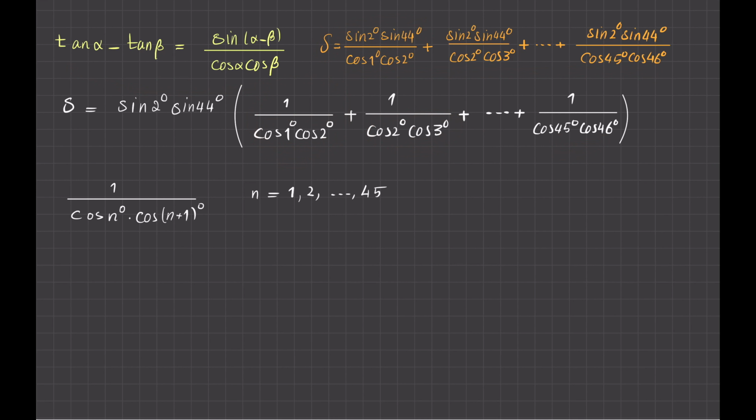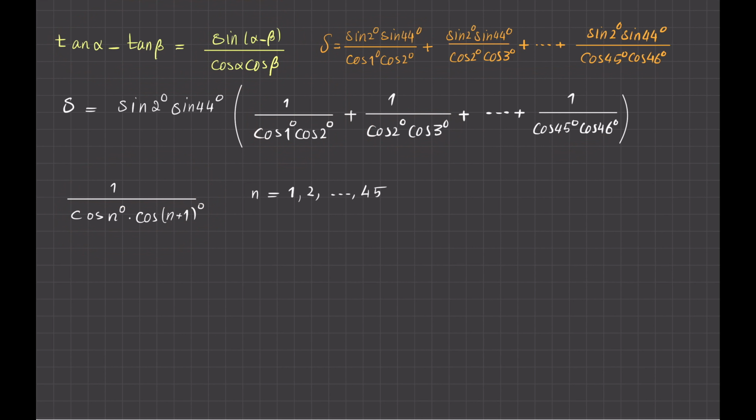So what can I do? Because the problem has given me a hint, it motivates me to compare this one with the right-hand side of this identity. Of course, they are not exactly the same, but they are not that far away, because in the denominator I have the product of two cosines, and in the denominator of the right-hand side of the identity given by the problem itself, I also have the product of two cosines.